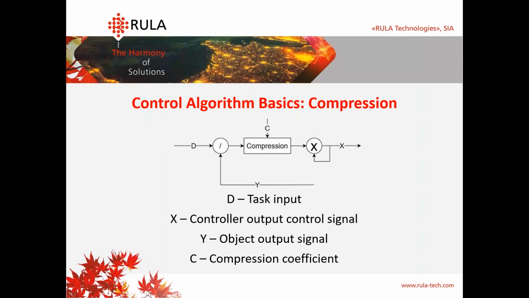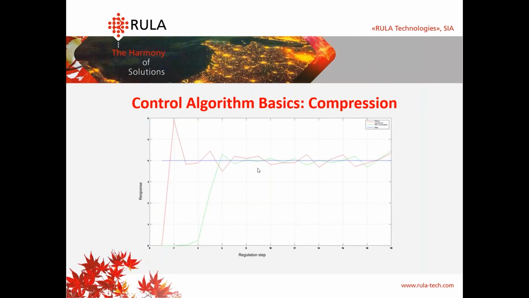And here on the next slide, you see the graph. The blue line is our desired task, and we have a red and a green line. The red line is the system output without compression. You see that on the second iteration, we get a really high level and the regulation isn't smooth. But using compression, with this green line, you see that we are really close to the task and it takes fewer regulations to get the desired value.